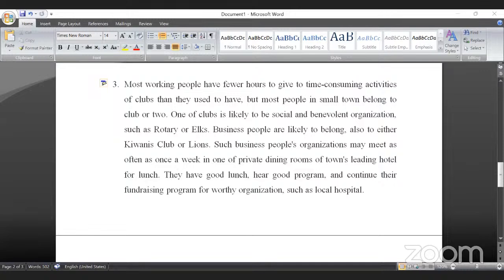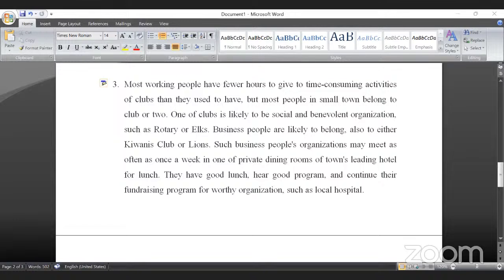The right answer would be: most working people have fewer hours to give to time-consuming activities of clubs than they used to have. But most people, most and all don't require an article, okay? But most people in a small town belong to a club or two. Okay, look at that. Most is used like that, not again, so it will be 'at that time'.